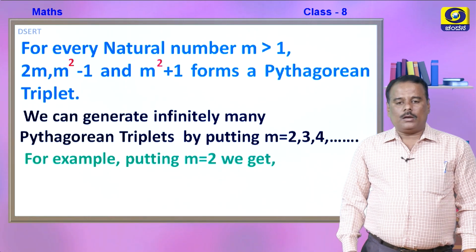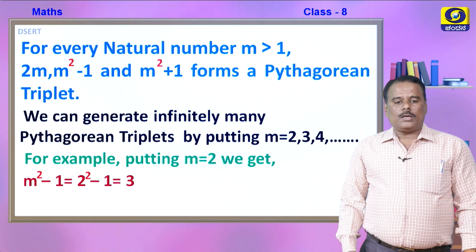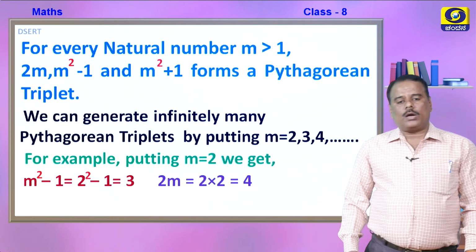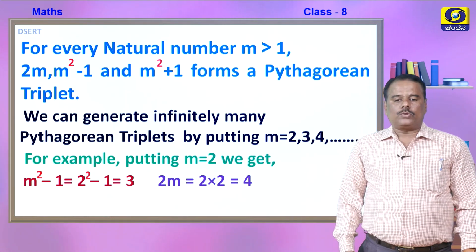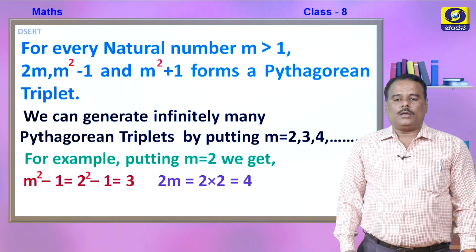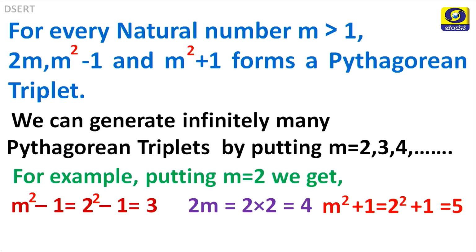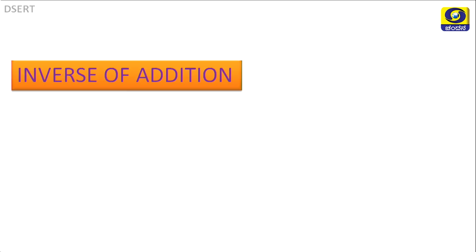For example, putting m equals to 2, we get m square minus 1, which is nothing but 2 square minus 1, equals to 3. 2m equals to 2 into 2, which is equal to 4, and m square plus 1, which is nothing but 2 square plus 1, which is 5. Now, you can see 3, 4 and 5, and already we know that 3, 4 and 5 form a Pythagorean triplet.